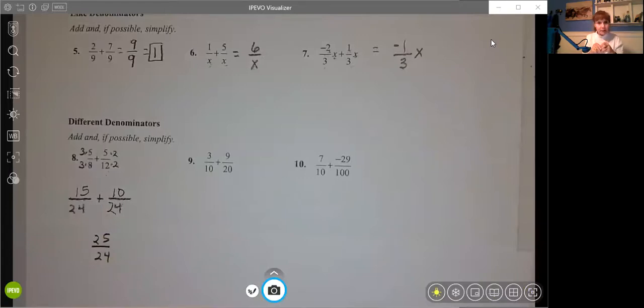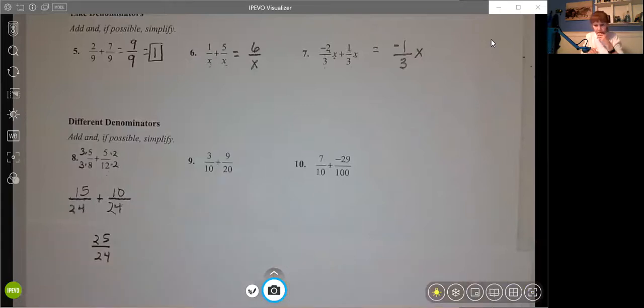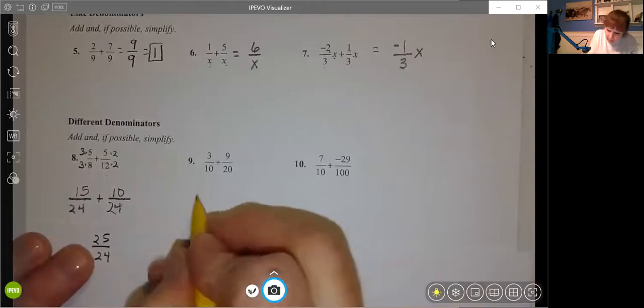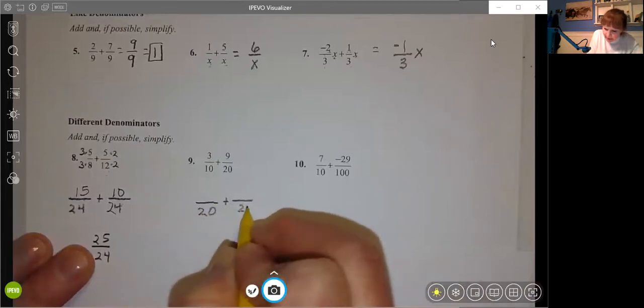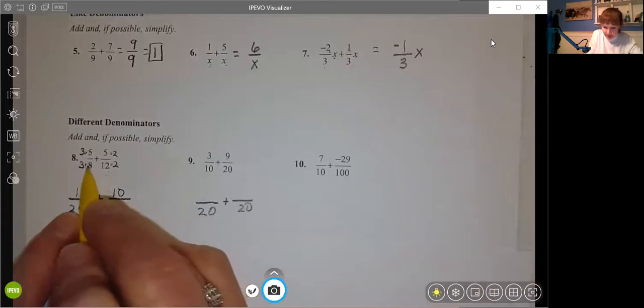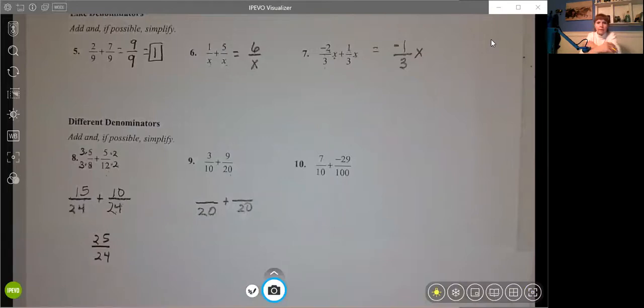Let's look at number 9 and ask ourselves, okay, these pieces are not the same. Tenths are a little bit larger than the 20ths. 20ths are pretty small, if you divide something into 10 equal portions or 20 equal portions. So we have to have the same size. And what would that be? What would 10 and 20 both go into? That's how we find that common size piece. Both of them will go into 20 because, like I said, this number here will be larger than what you started with, or the same as one of them.